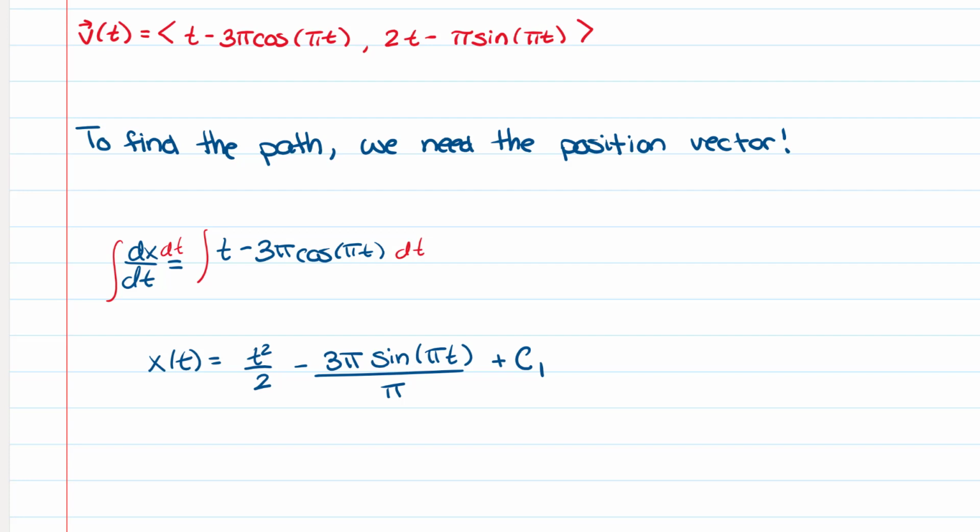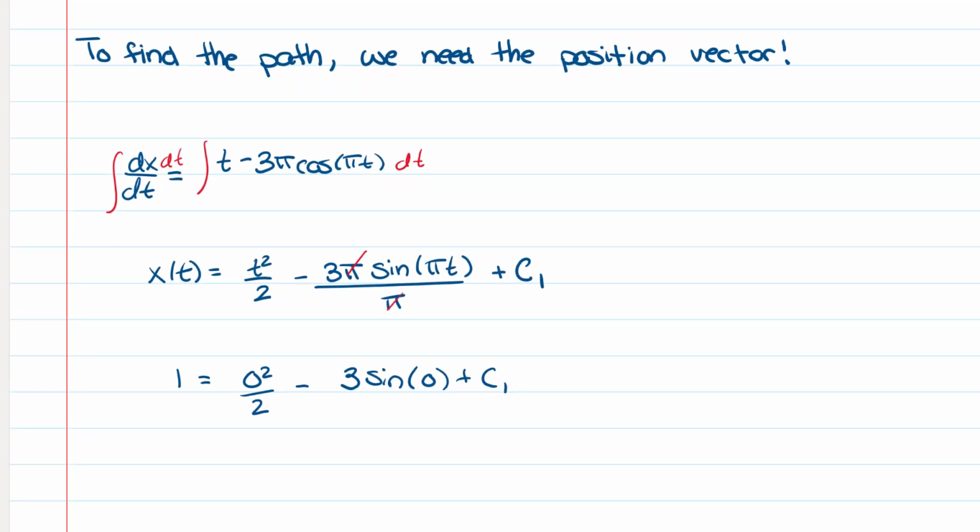And I know that I'm at the position (1, 5) when t equals 0. So 1 is equal to 0 squared over 2 minus, these cancel, 3 sine of 0 plus c1. So that cancels, so c1 is equal to 1.